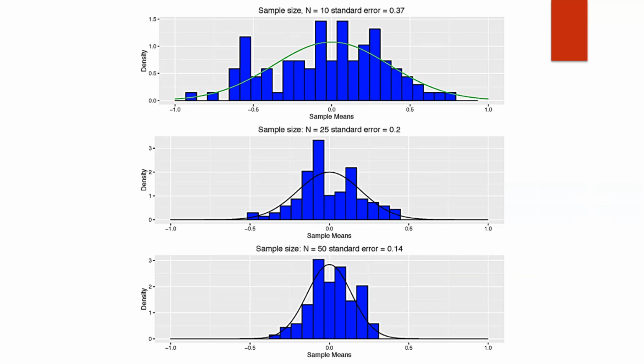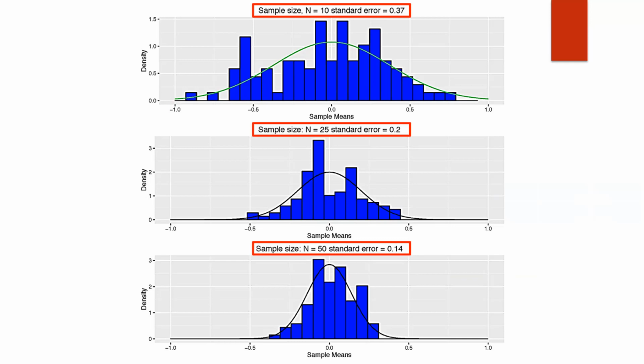And you can also see the standard errors. Take a look at the standard errors here. When N is 10, your standard error is 0.37. When it goes to 25, it gets smaller, it's 0.2. And then when it's at 50, it gets to 0.14. Those look like small changes, but those are actually pretty significant drops, statistically speaking, in regards to standard error. So the bigger your sample size, the smaller your error is. And the smaller your sampling error is, the closer your sample mean is to the population mean. And then finally, to wrap it all together, the closer your sample mean is to your population mean, the better you can generalize what you find out about the sample to the population that it was drawn from.